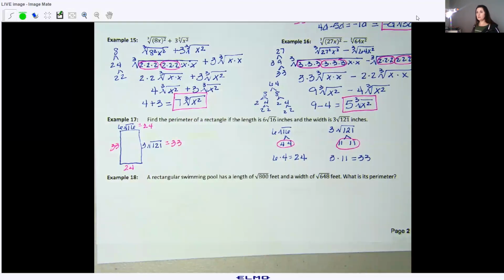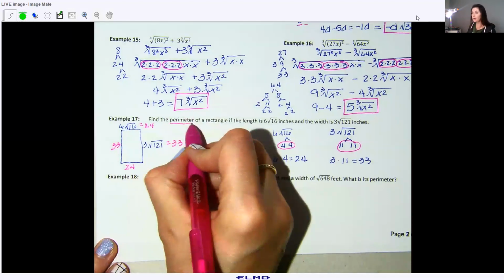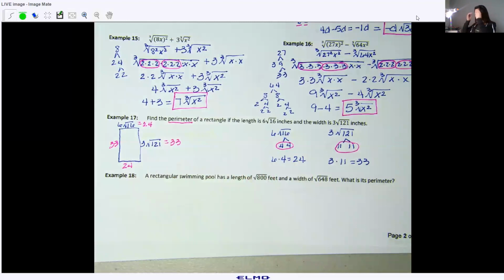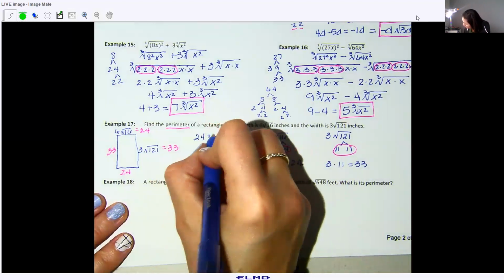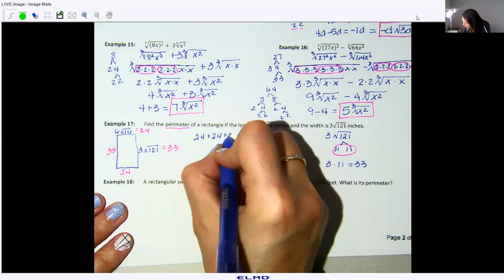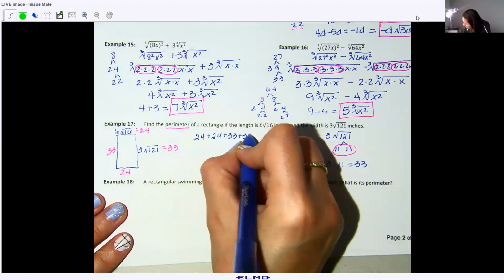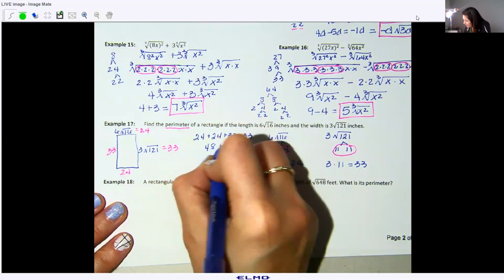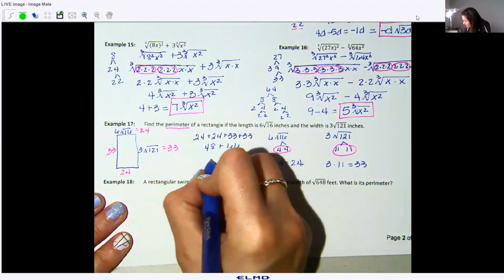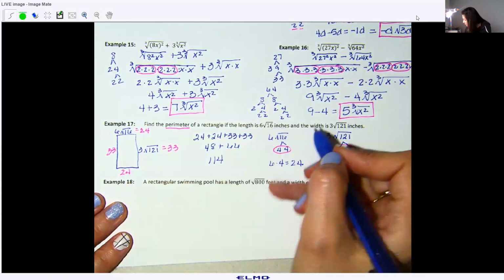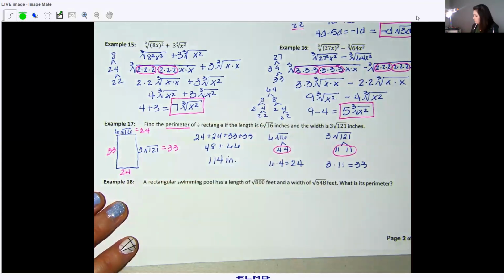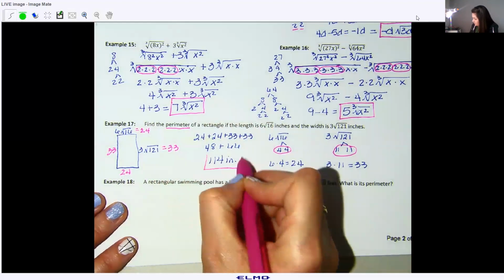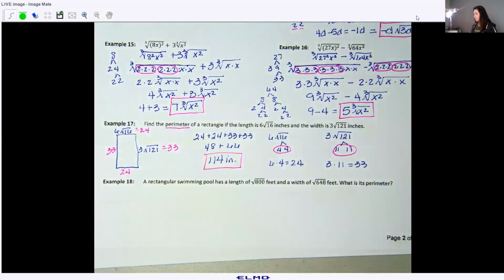Now to find the perimeter, right here, we're going to add all of our sides together. So 24 plus 24 plus 33 plus 33, 48 plus 66 gives us 114, and our units are inches. Okay, 114 inches. All right. So we're on our last problem.